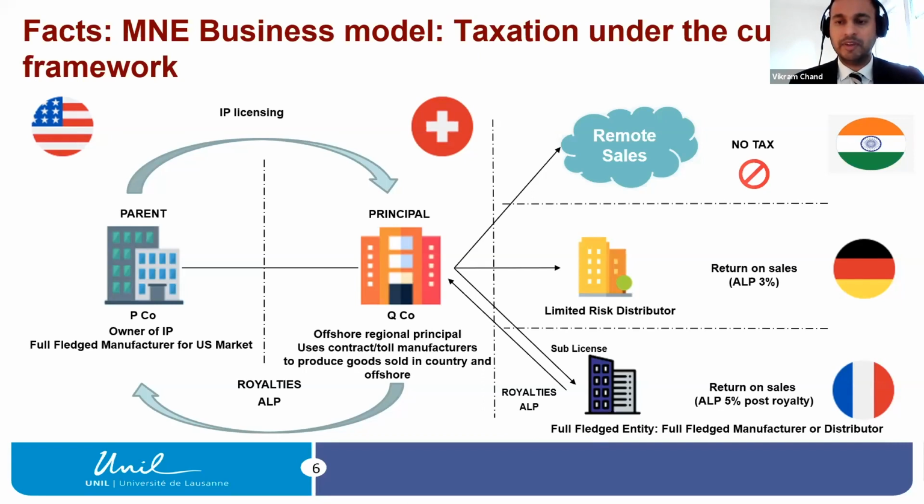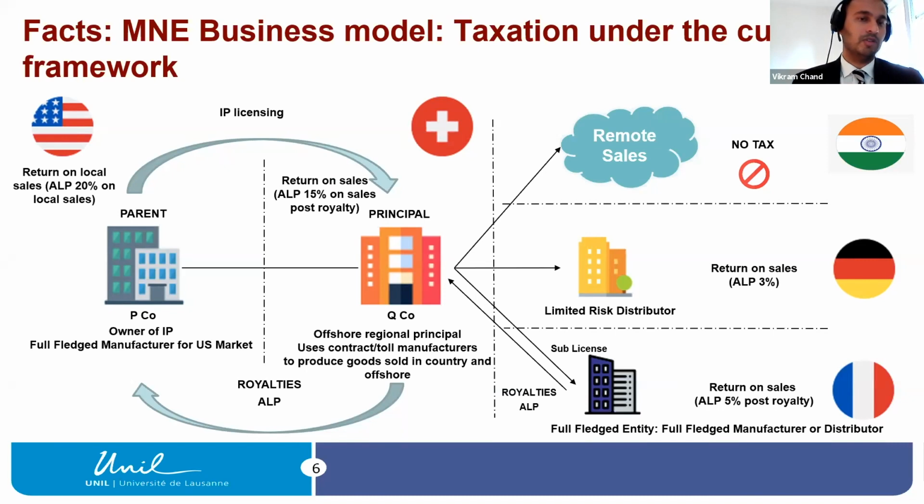At the same time, the French entity is reporting arm's length remuneration of 5% on sales post royalty. Now on the Swiss side, the Swiss principal, under the current framework, is reporting an arm's length return of 15% on local sales post royalty that has been paid out to the US. And the US entity, because it is selling only in the local market, is reporting an arm's length return of 20% on the US sales which are being made. So this is the current framework.